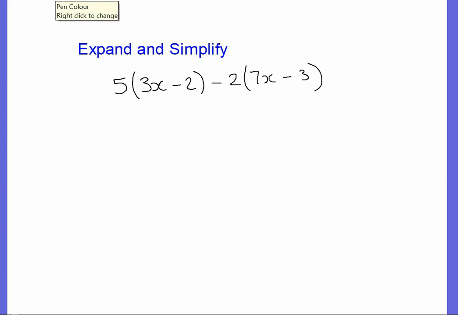Okay, welcome back. Let's hope you get that warm fuzzy feeling inside when you get this correct. But 5 of this bracket, you should have had 15x minus 10. Hopefully no problems there.